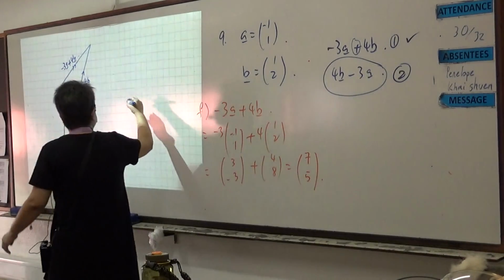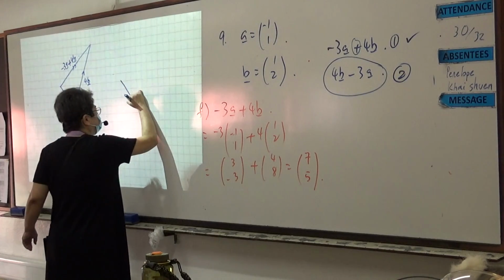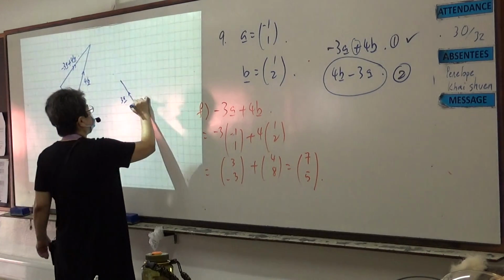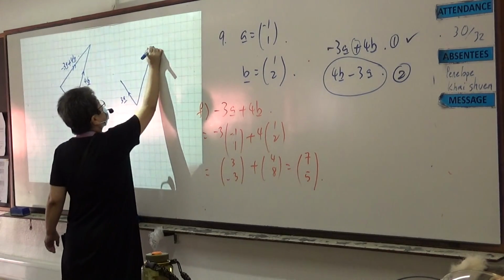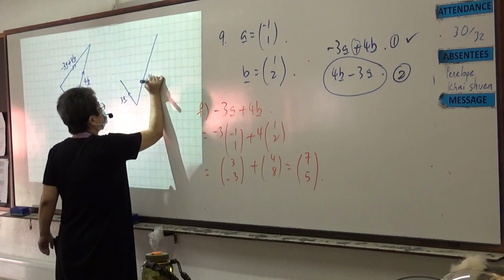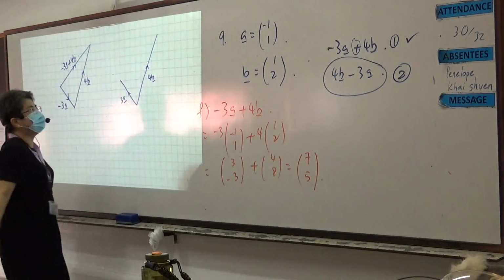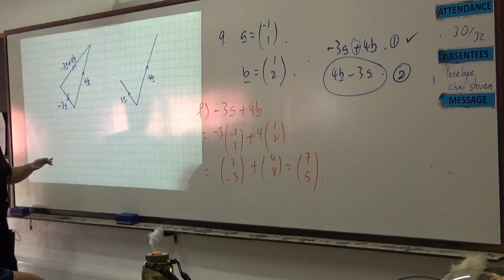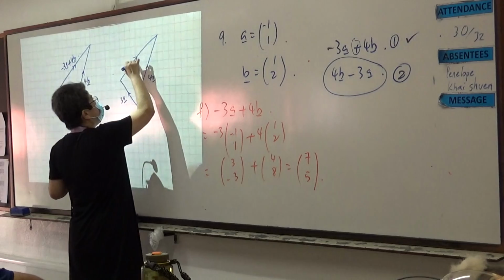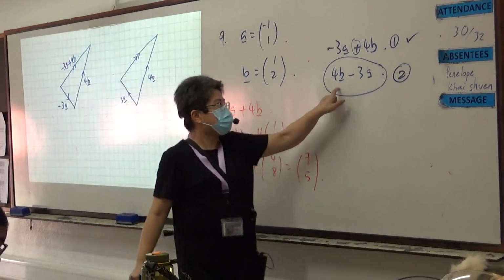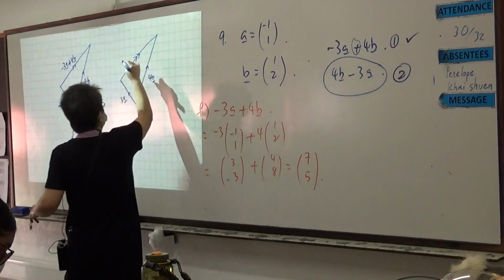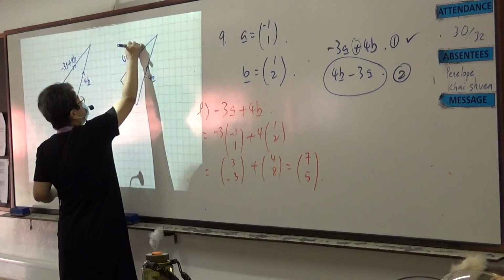If I want to draw the second one, I must start from the same point, right? Correct. 3A, 4B must start from the same point, right? Because it's minus. May I know my resultant point at where? It must point at D, right? Because B is the starting one. Can you see? So this is actually 4B minus 3A.